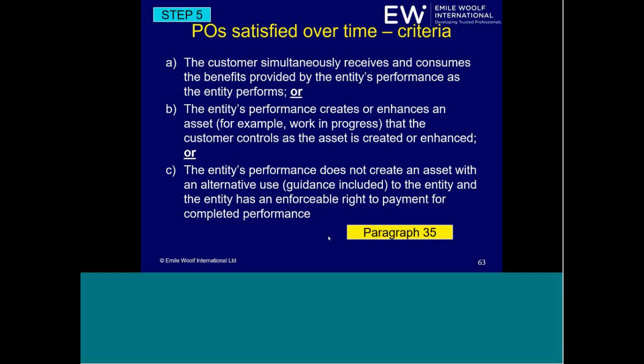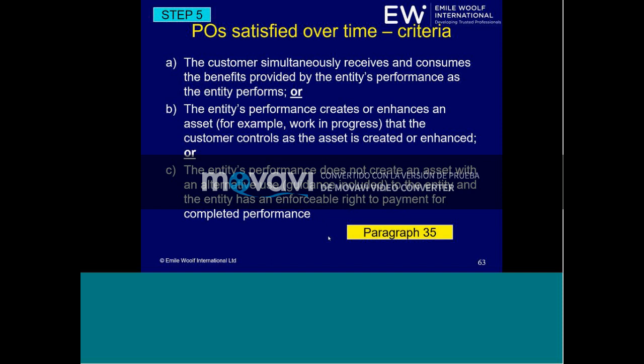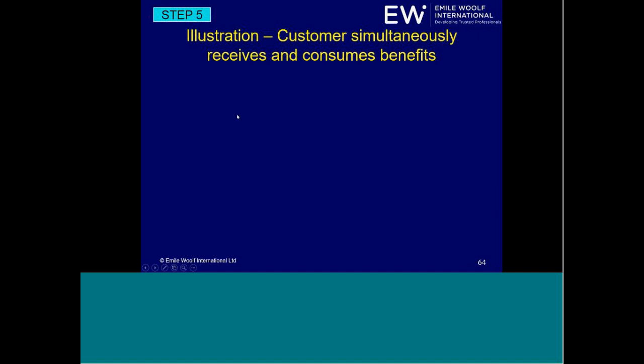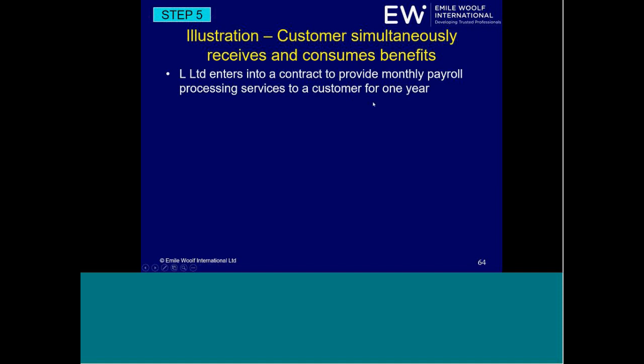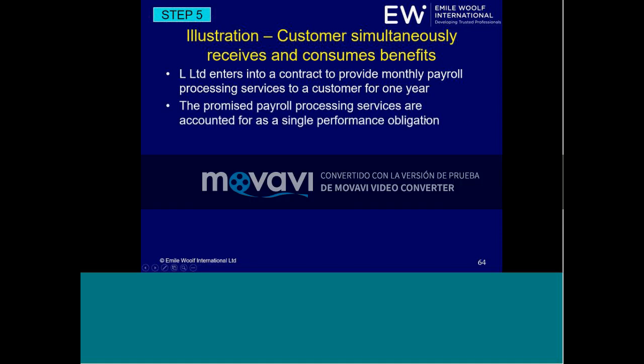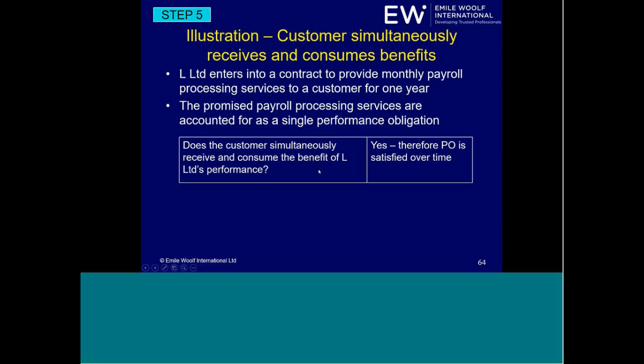L enters into a contract to provide monthly payroll processing to a customer for a year. The promised payroll processing is accounted for as a single performance obligation. Does the customer simultaneously receive and consume the benefit? Yes. Each month you prepare the payroll, the customer receives the payroll, the customer makes the distribution of pay to employees. The performance obligation is continually being received, consumed, and utilized. It needs to be satisfied. So you don't need to go on looking at the other two possible criteria.